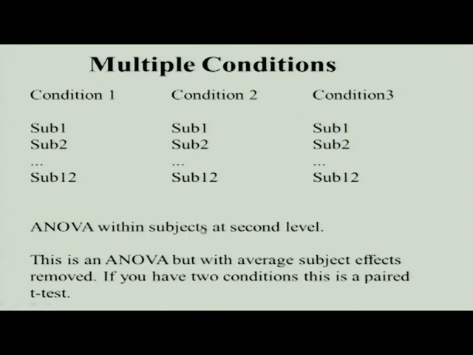And this is just the same as an ordinary ANOVA, it's just that you subtract out the subject effects. And if you only have 2 conditions, this is just the same as doing a paired t-test. And generally, you'd want to have your manipulations within subjects if that's at all possible, because you'll get more sensitive results, because you've controlled for many more things than otherwise.